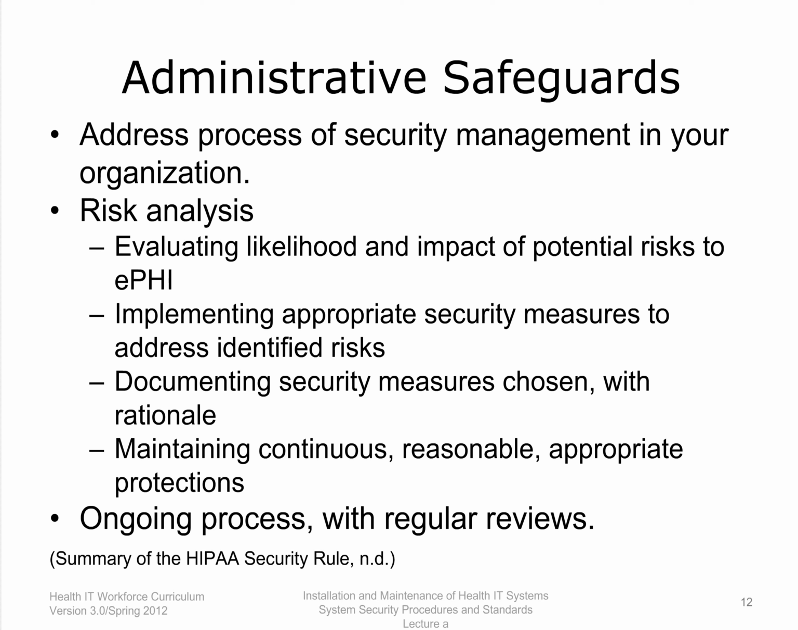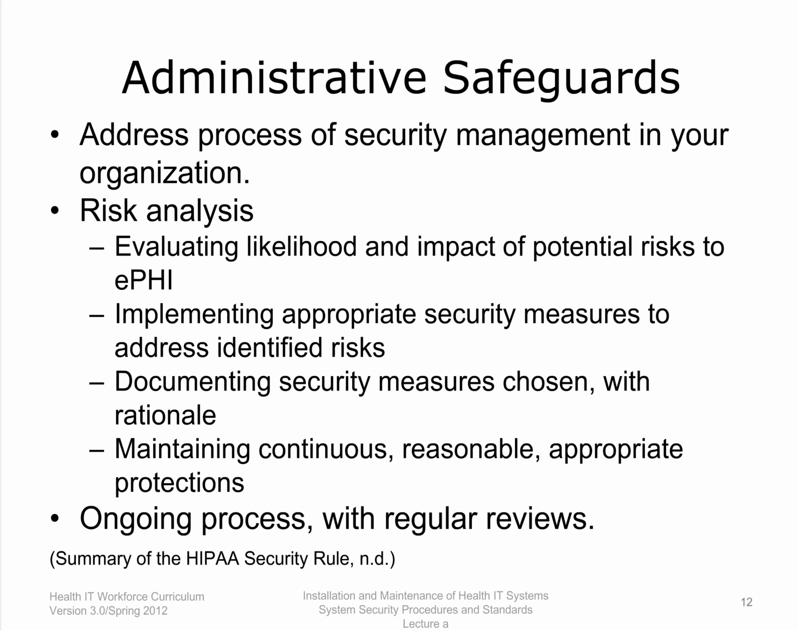Slide 12. Administrative safeguards address the process you have put into place in your organization to administer security of the EPHI system. Each organization is required to identify and analyze potential risks to its EPHI, and it must implement security measures that reduce those risks and vulnerabilities to a reasonable and appropriate level. This is done using a risk analysis.